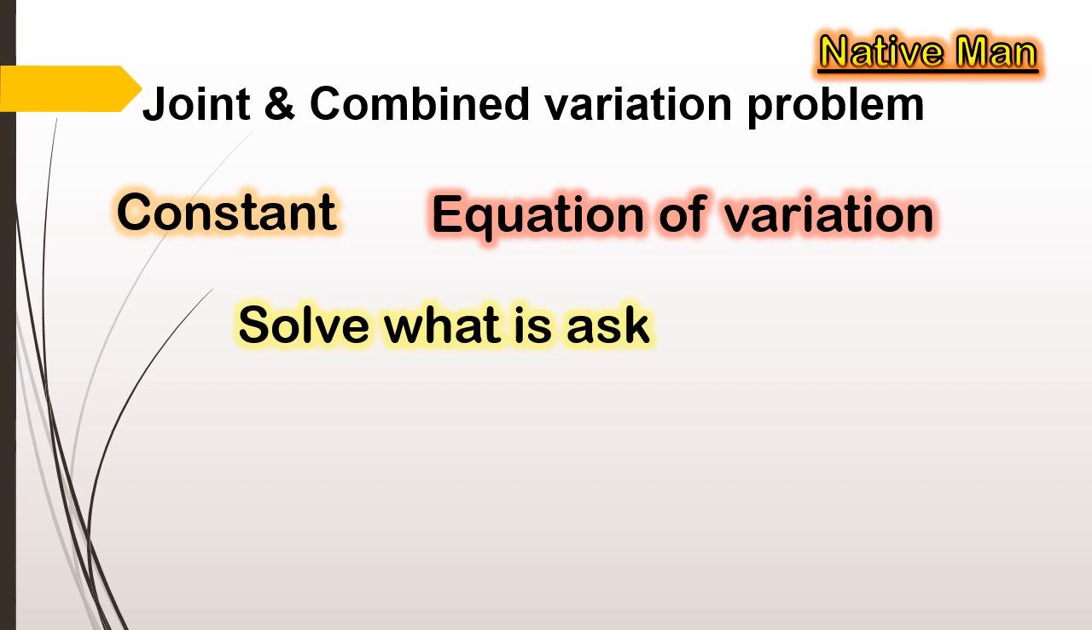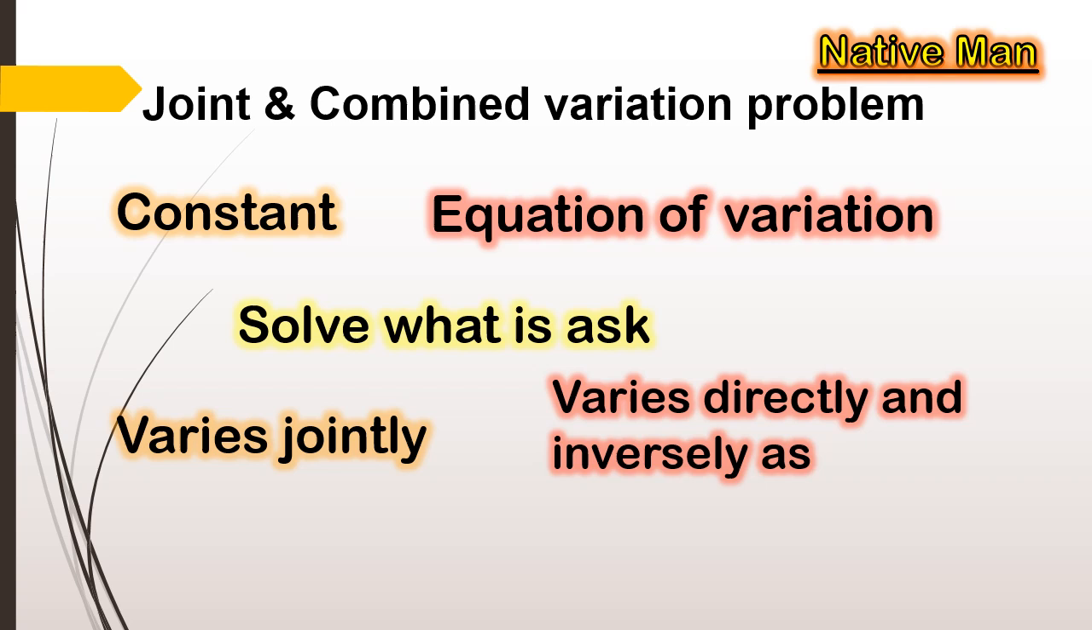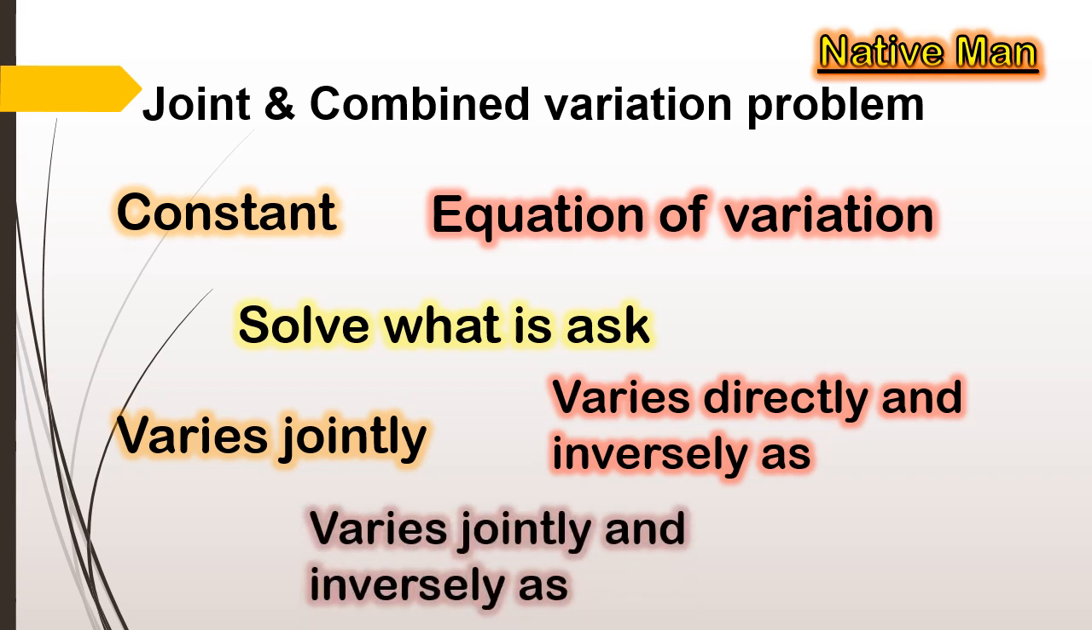Okay? So ano ba yung mga karamihan na ginagamit pag sinabing joint and combined variation? So kapag joint, varies jointly. At sa combined naman, varies directly and inversely. At pwede rin varies jointly and inversely. Okay. Pag sinabing combined, ito po ay pagsasama or combination ng dalawang variation.